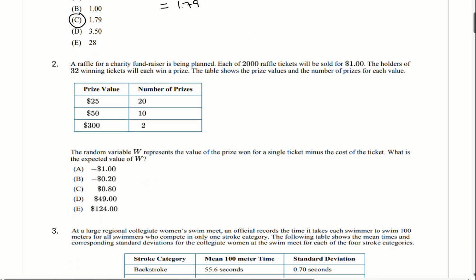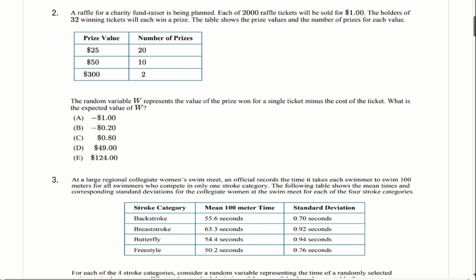Okay, so let's look at number 2. A raffle for a charity fundraiser is being planned. Each of 2,000 raffle tickets will be sold for $1. The holders of 32 winning tickets will win a prize. The table shows the prize values and a number of prizes for each value. The random variable W represents the value of the prize won for a single ticket minus the cost of the ticket. What is the expected value of W?